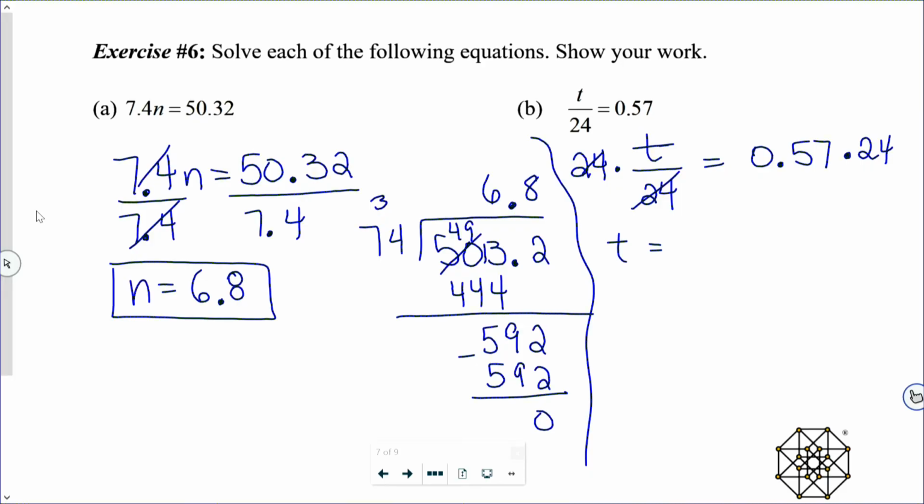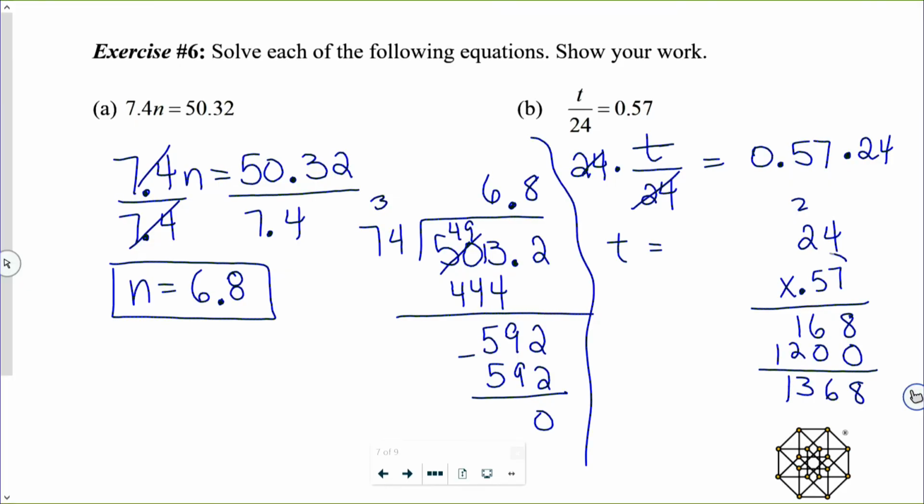We actually have to do 24 times 0.57. All right, so let's see. 7 times 4 is 28. 7 times 2 is 14, and another 2 is 16. Then we'll index it with the 0. 5 times 4 is 20. Carry the 2. There's already a 2 sitting there, so whatever. 5 times 2 is 10, plus another 2 is 12. Add them all up, 8, 6, 3, 1. We've got 2 decimal places, so t is 13.68.